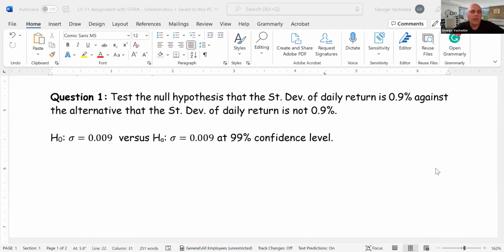Hi, in this tutorial I will discuss STATA Assignment 11, question number 1, which is about one sample testing of the standard deviation. Let's open up the question and understand it. On the screen you should be able to see the question. We have to test the null hypothesis that the standard deviation of the daily return is 0.9% against the alternative that it's not 0.9%, and we should do that at 99% confidence level.